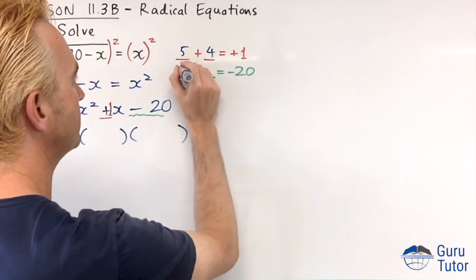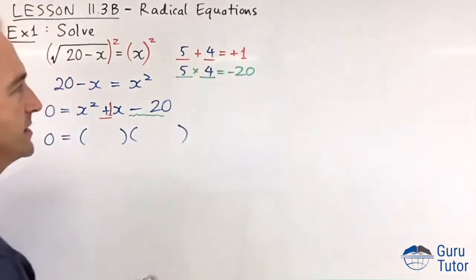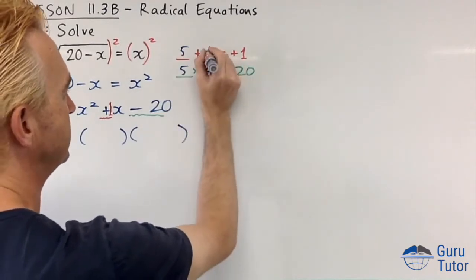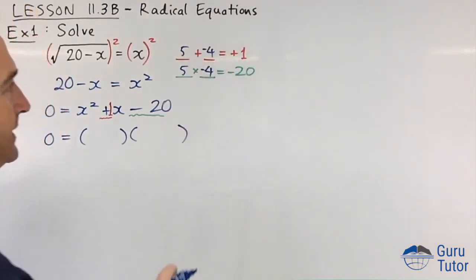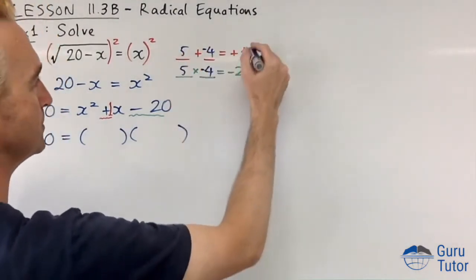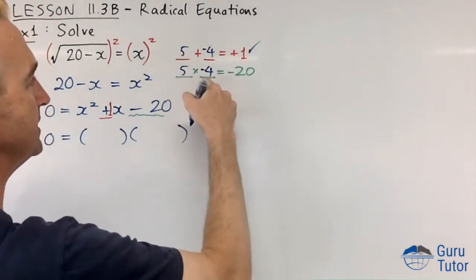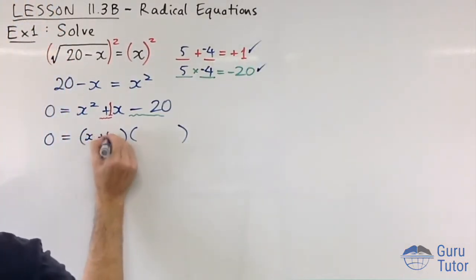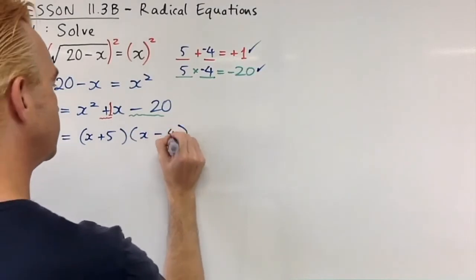5 times 4. And we need a plus and a minus. They're adding to give a positive. So the larger magnitude number is going to be positive and the other one's going to be negative. Let's check that. 5 plus negative 4 is plus 1? Yes. 5 times negative 4 is negative 20? Yes, we got it. So it's x plus 5, x minus 4.